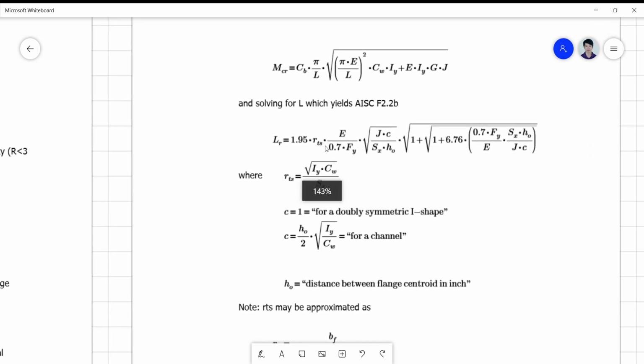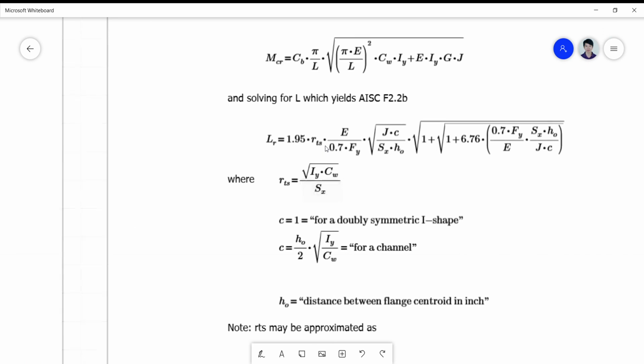Okay, so here an rts was introduced now. So this has something to do with the radius, no? Radius of gyration for this lateral torsionally buckled section. Okay, and this is equivalent to the square root of Iy all over Sx.